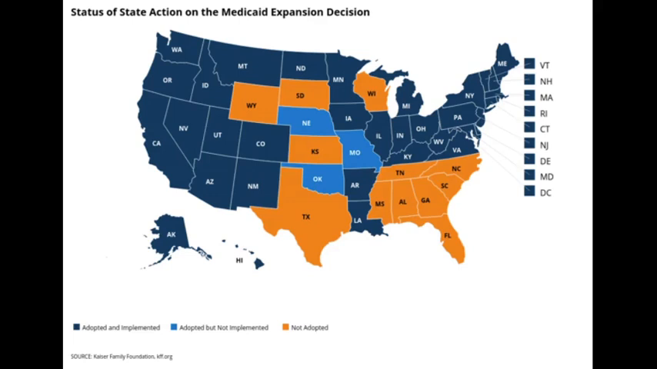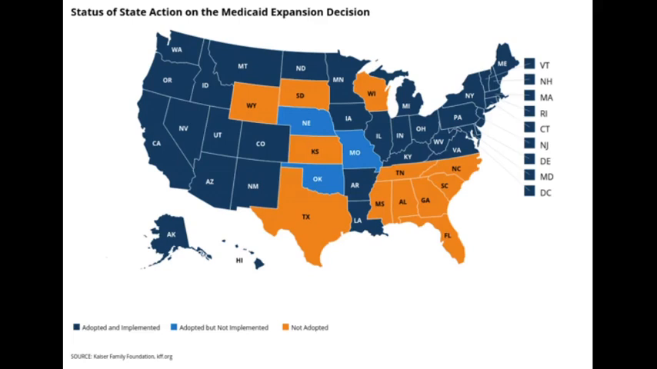So perhaps unsurprisingly, states opted into or out of Medicaid expansion largely based on political affiliation. On the screen now I have a map of the United States. The states shaded in blue are the states that have chosen to expand Medicaid at the expense of the federal government. These states have increased their Medicaid eligibility to at least 133% of the federal poverty level, and that expansion has been financed by the federal government.